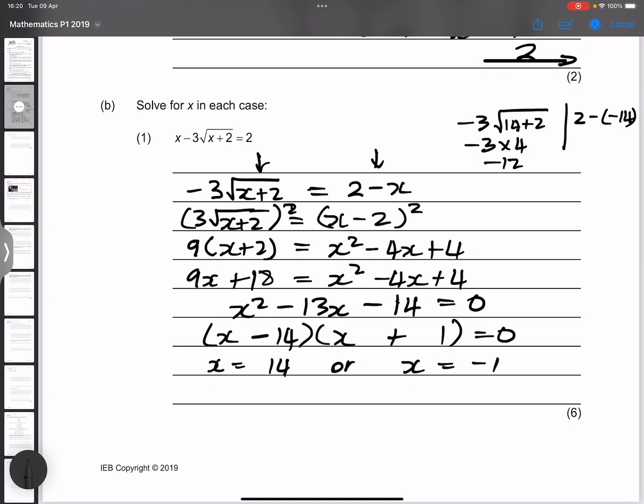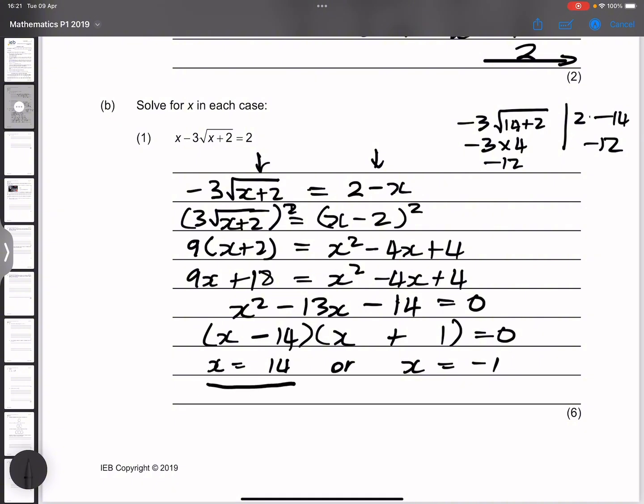In fact, no, I actually made an error. This was positive 14, not negative. So that's 2 minus 14. So what do I get there? I get negative 12. So it looks like 14 is a right answer because I've got a negative on the left as well as on the right-hand side.